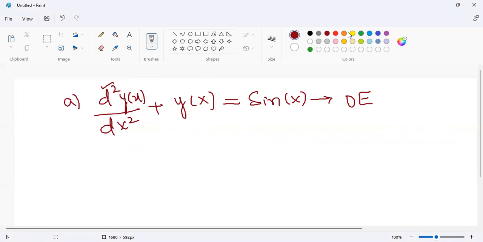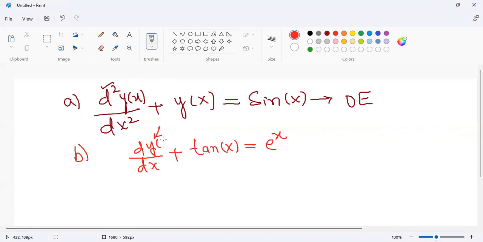Now let me write down another differential equation as an example. dy by dx plus, let's say, tangent of x to be, let's say, e power x. Now this is also a differential equation because it involves the derivative of an unknown function y that is depending on x. So this is also a differential equation.